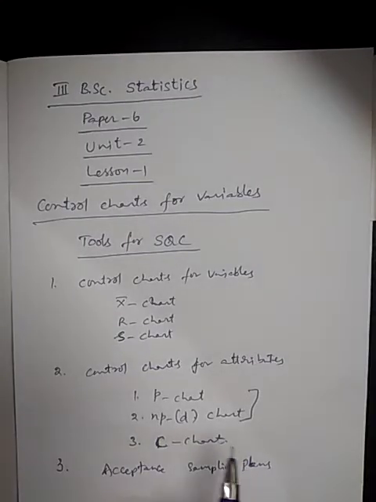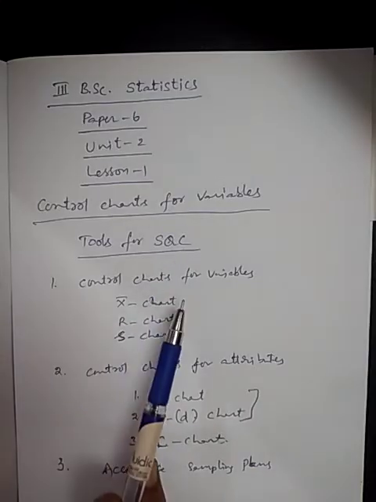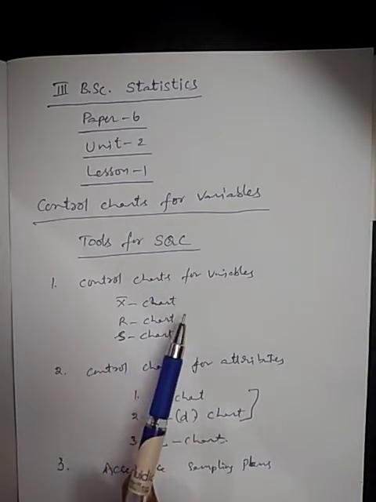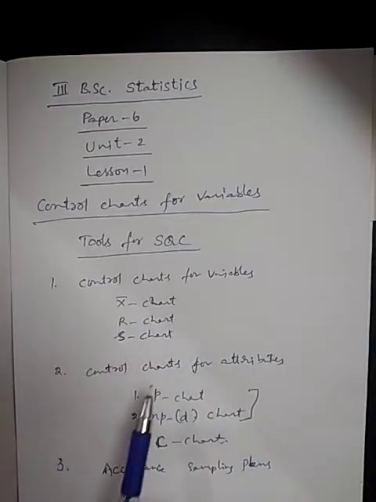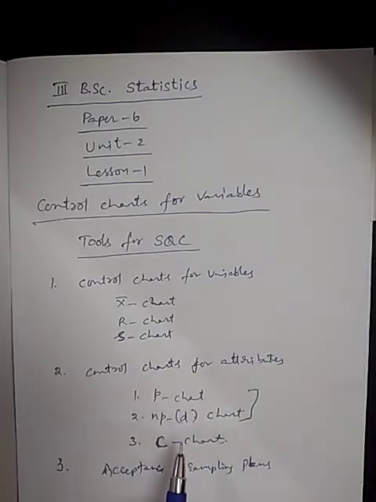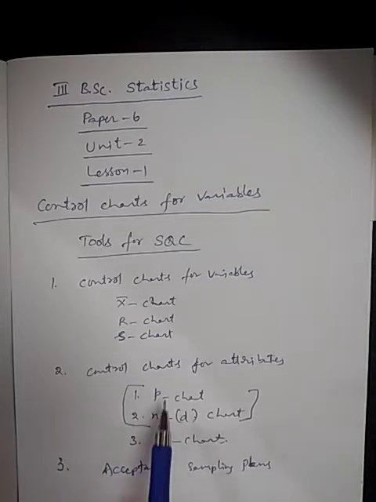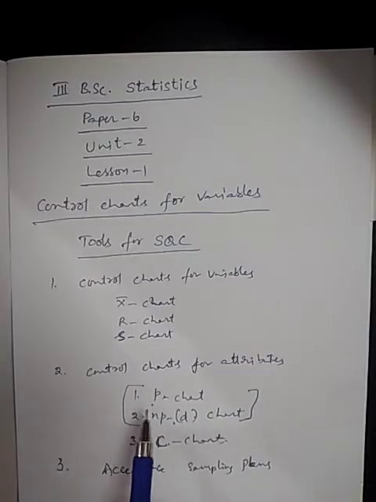So these are the main statistical tools of statistical quality control. One, control charts for variables: X bar chart, R chart, S chart. Control charts for attributes: P chart, NP chart and C chart. P chart and NP chart are in one category, for defectives. P chart is for fraction defective, NP chart is for number of defectives.